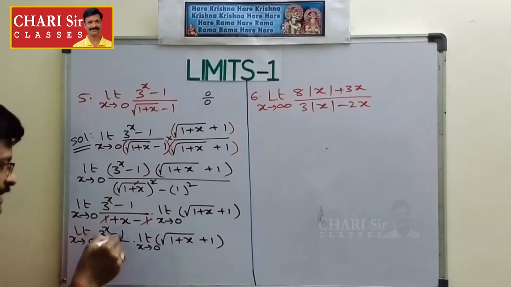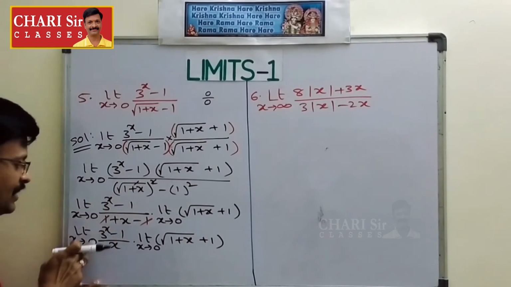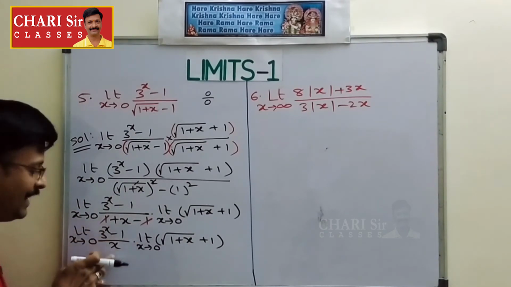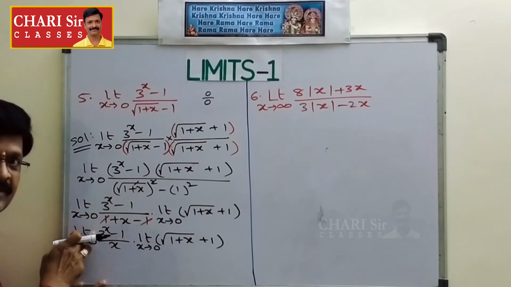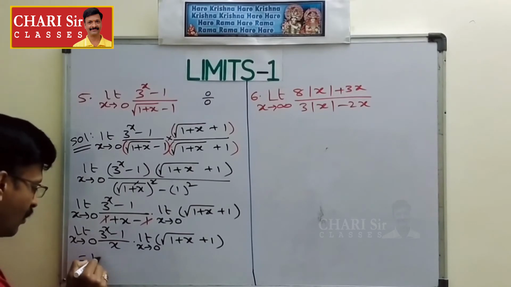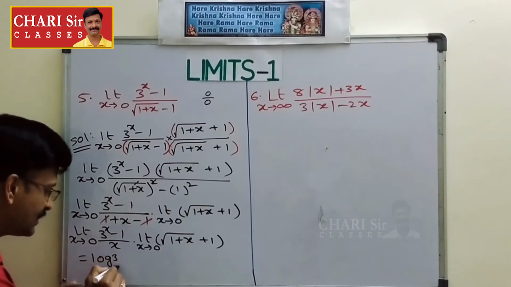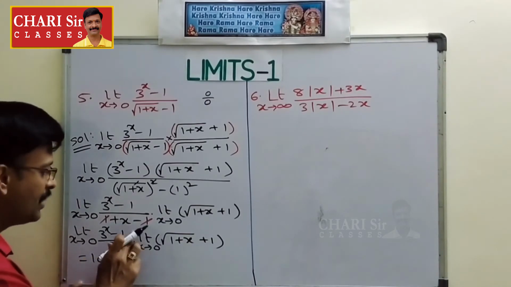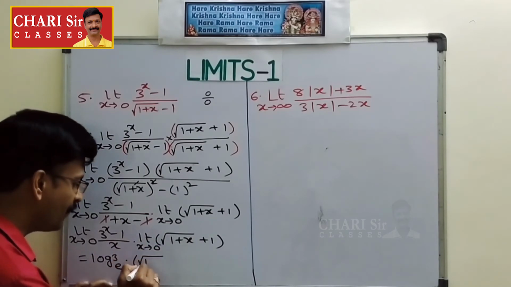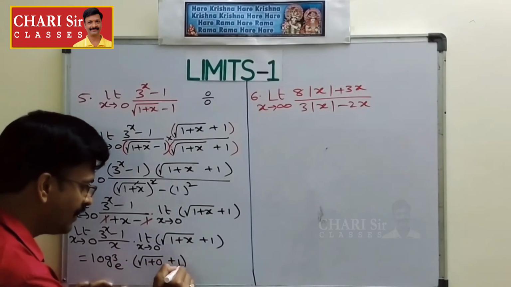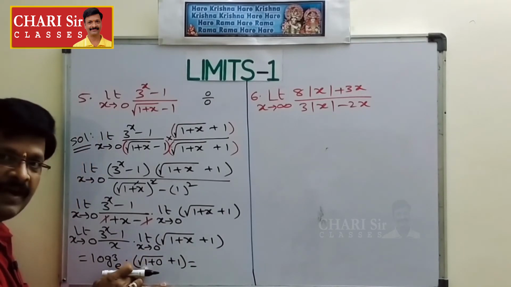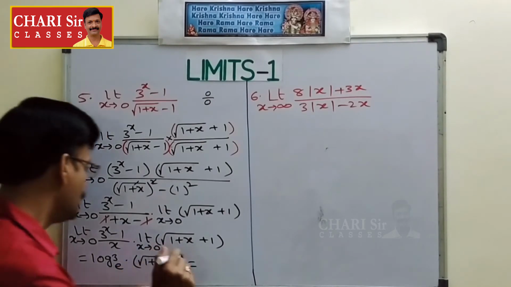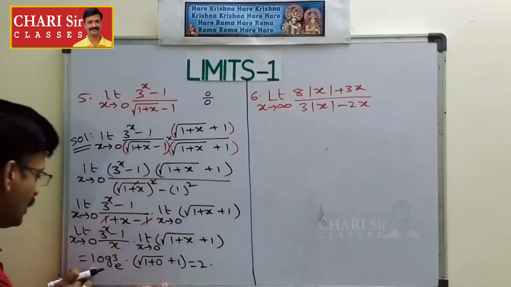So now this is in the form of limit x tends to 0, (a power x minus 1) by x, which is log a to the base e. Here a value is 3, so we can write log 3 to the base e, into, when you apply the limit here, root of 1 plus 0 plus 1. Root of 1 plus 0 is 1, root 1 is 1, 1 plus 1 is 2. You can write 2 into log 3 to the base e.